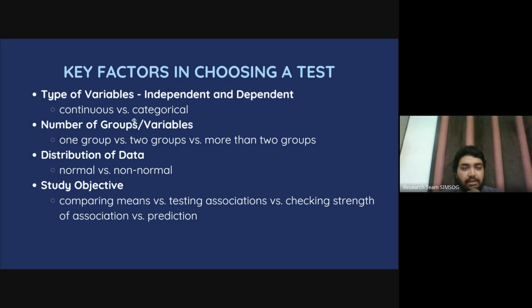Firstly, we discussed types of variables. Now, you should clearly understand, and that has been discussed in the previous session, what is the independent variable and what is the dependent variable. What is the presumed cause-effect relationship? What would depend on the other? For each of them, you will have to know specifically: independent is continuous or categorical, dependent is continuous or categorical. That is your type of variable.